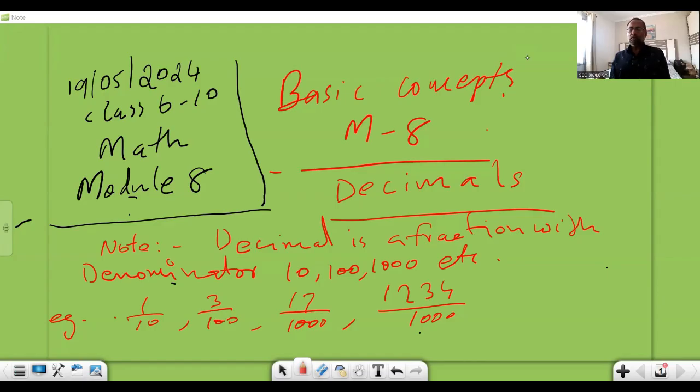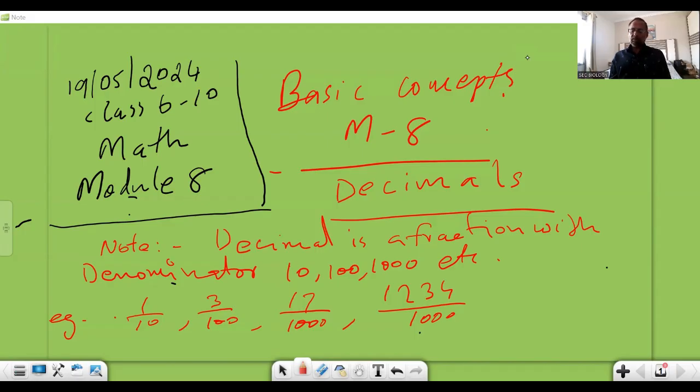Now listen, you can see the screen, basic concept. You can see the screen, I think so. Green screen. You can see in the red color that note. A decimal is a fraction with denominators 10, 100, 1000, 10,000, etc. We study fractions with denominators 10, 100, 1000, 10,000 like this.